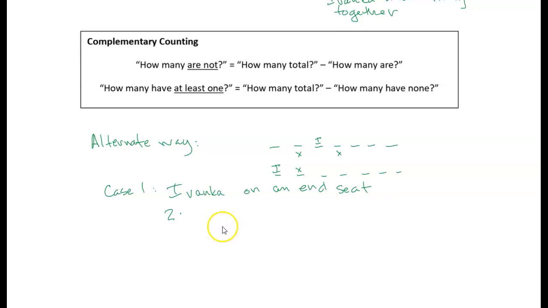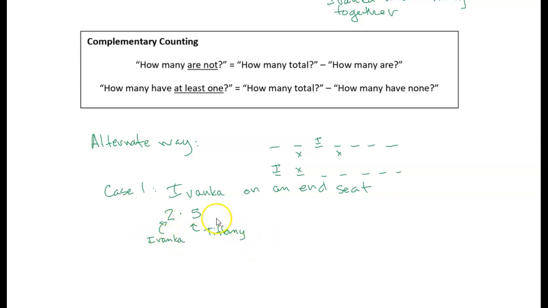Now, depending on where we put Ivanka, we're going to eliminate 1 seat because we don't want Tiffany right next to Ivanka. So that leaves us 5 places to put Tiffany, right? So this is the places to put Tiffany. The choices for Tiffany. This was the number of choices for Ivanka.